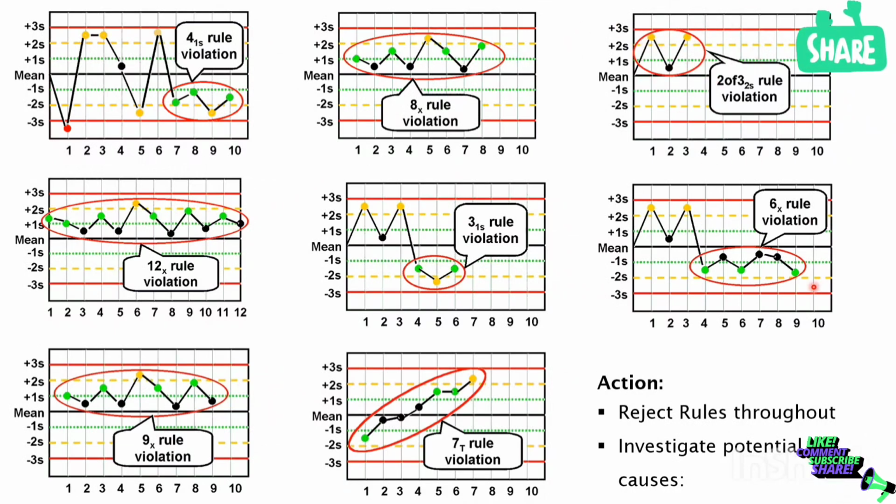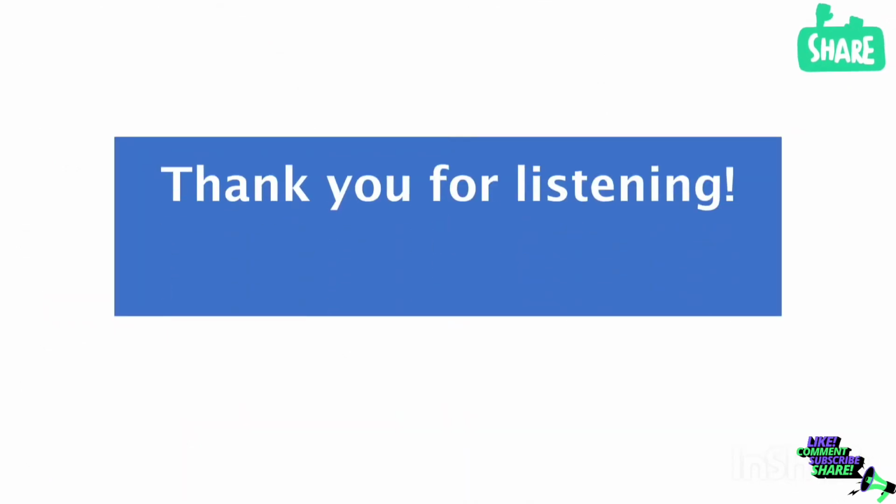Now you have the 6 times rule as well. So you have 1, 2, 3, 4, 5, 6 on the same side. Again, you have to reject it. All of these rules I've given you are something you have to reject throughout and investigate the potential causes. I hope that makes sense. Yeah. All right. Thank you very much for listening.